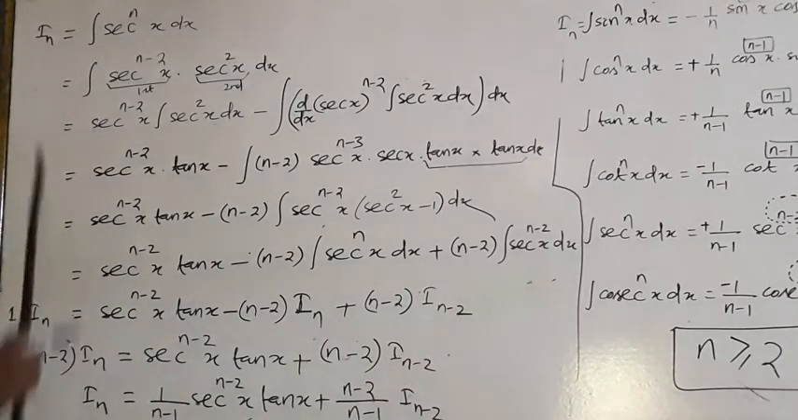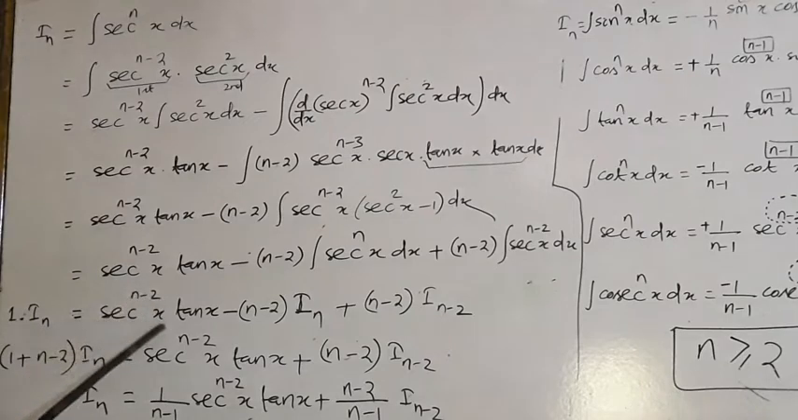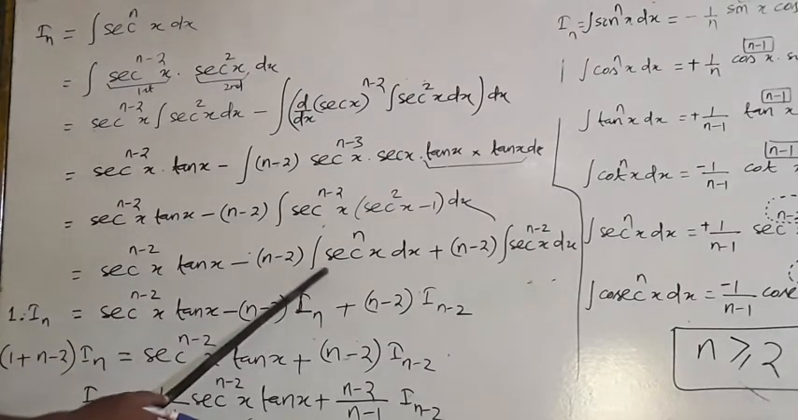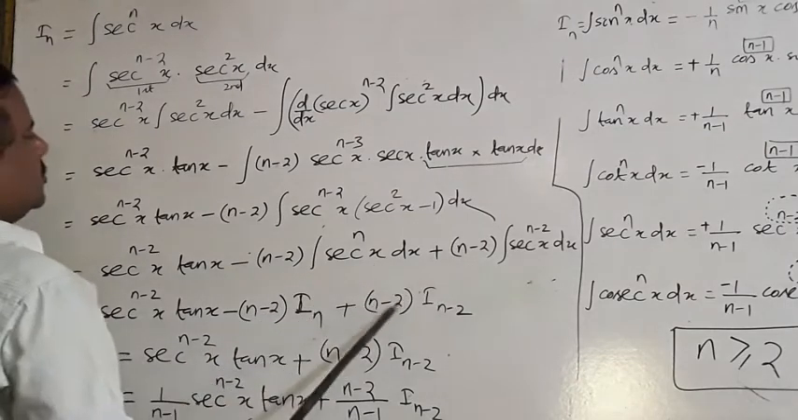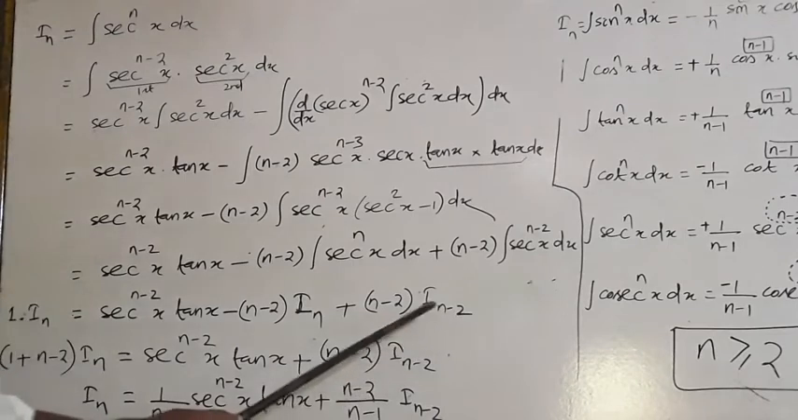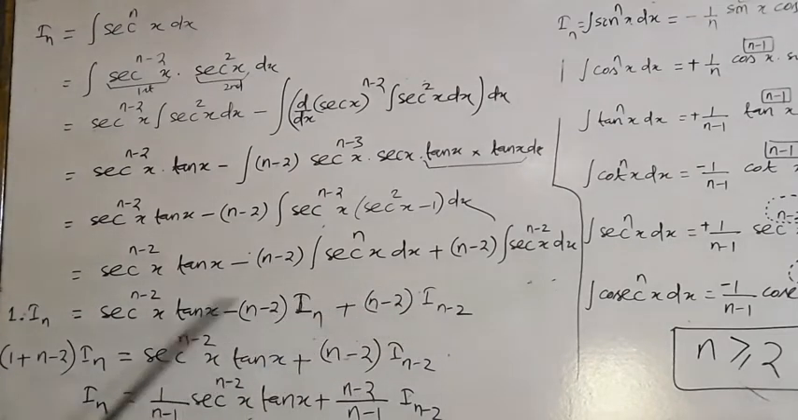Now it is In. I am writing the 1 into In. Sec power n minus 2 x tan x minus n minus 2 In, it is sec power n. I am writing it In, plus n minus 2 I n minus 2. Taking this In to one side, it becomes 1 plus n minus 2 In is equal to sec power n minus 2 into tan x plus n minus 2 I n minus 2.